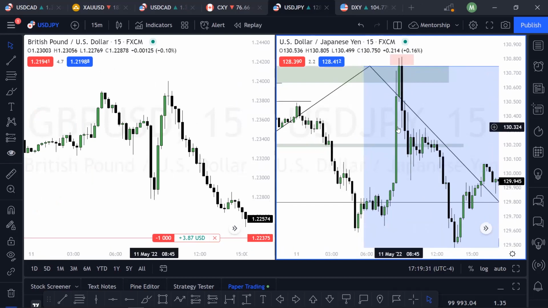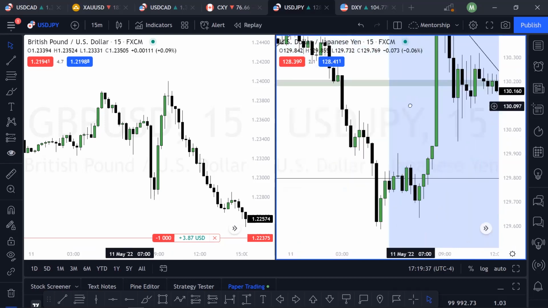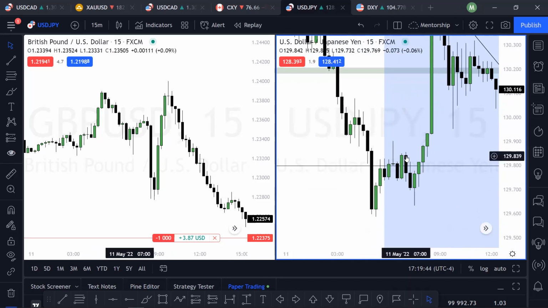But it is not a guarantee that these strong moves will always happen. It is because we cannot predict these things, okay? We cannot predict these strong moves here. We cannot. That's why you have to stay out.